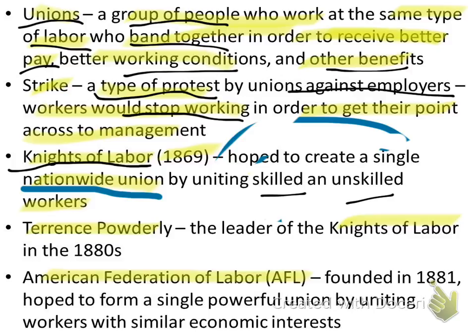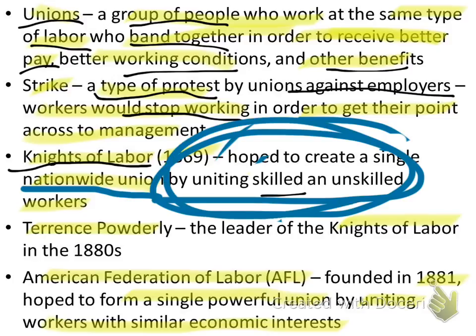Our last one on this page, the American Federation of Labor, the AFL, was founded in 1881. This is about 12 years after the Knights of Labor. And it hoped to form a single powerful union by uniting workers with similar economic interests. The AFL is still alive to this day. It has been merged with the CIO, and so you have the AFL-CIO. But it was more focusing on workers who shared more similarities than the group of people that the Knights of Labor were attempting to unite.